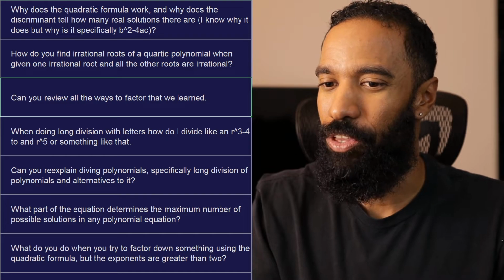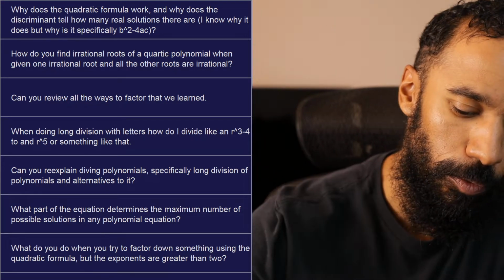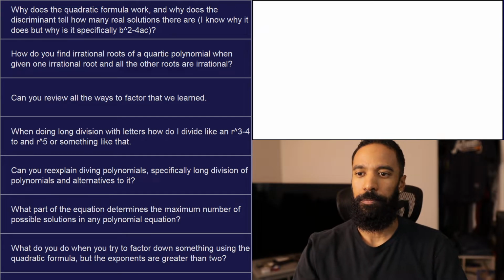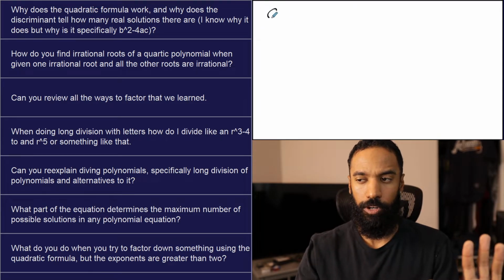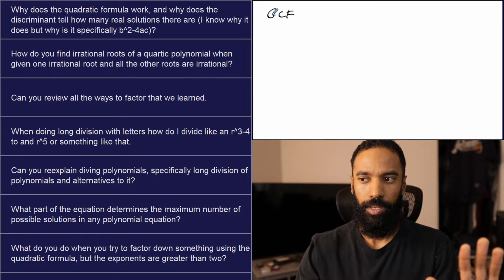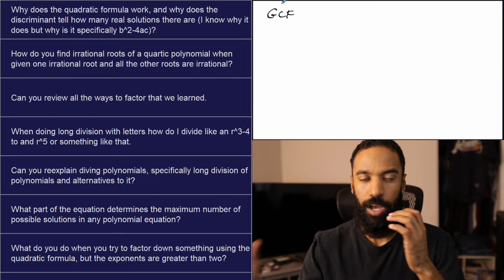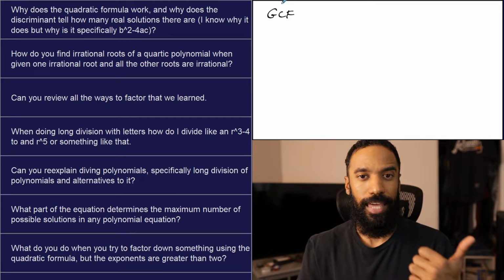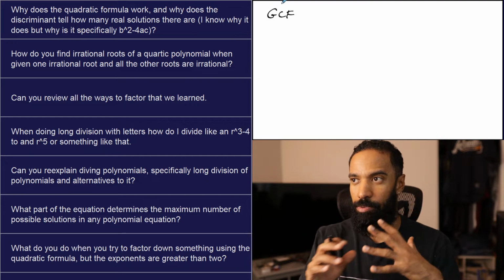Can you review all the ways to factor that we learned? Let me see if I can kind of recall them all. So the different ones here. Main one to listen to, do not gloss over this one. First one is greatest common factor. Whether it's numbers or variables or both, greatest common factor. You always find these first. Always, always, always. Number one, they have to be factored out. Period. It's a part of it. It has to be factored out ultimately.